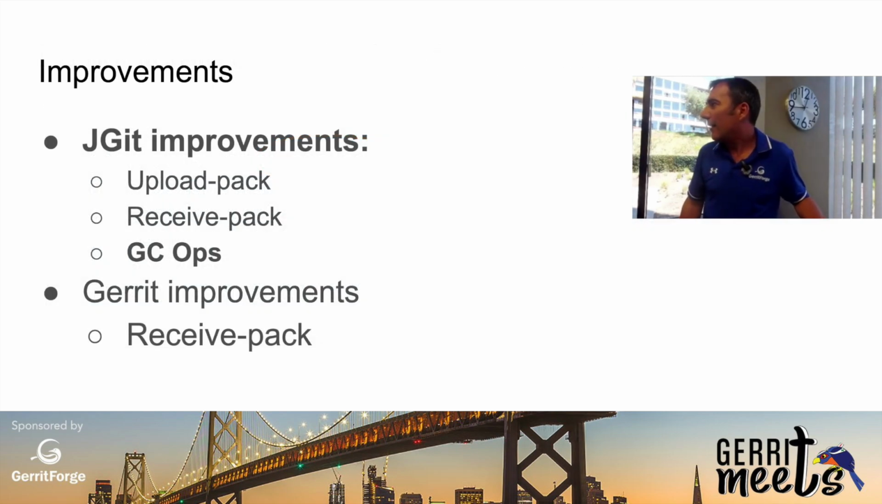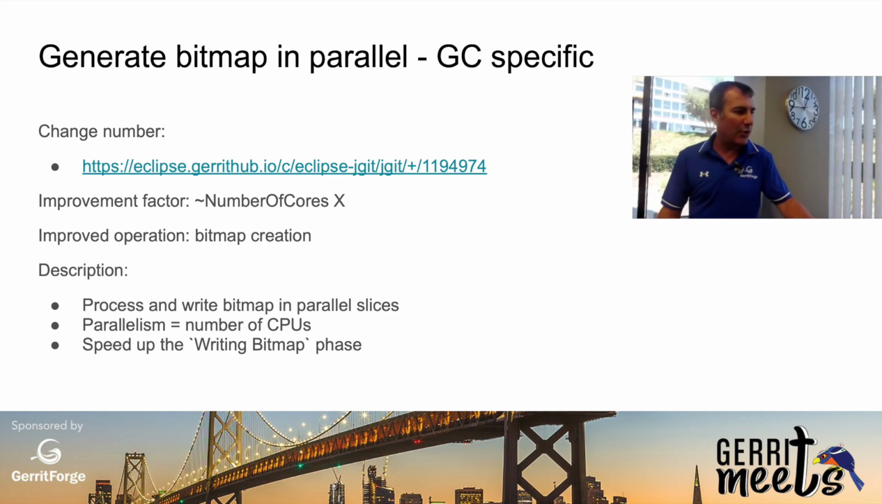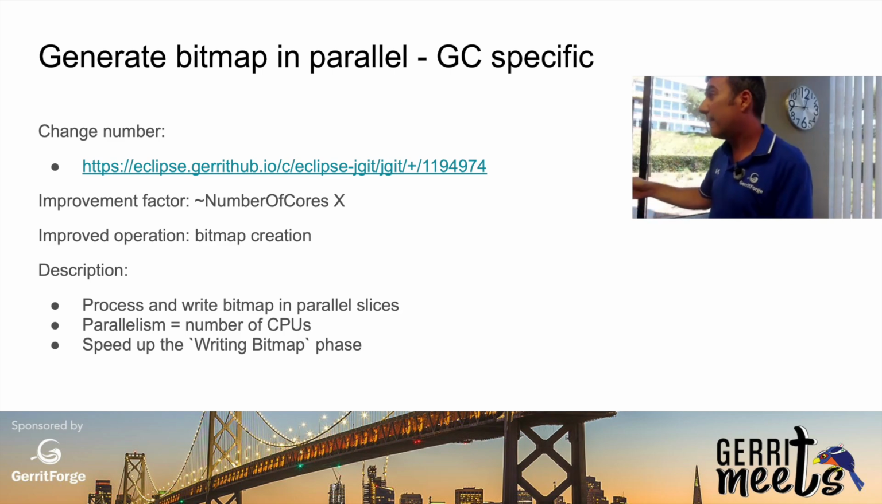Now, last chapter of the JGit improvement, GC operation. So generation of the bitmap in parallel, that's what these changes do. You might say, but bitmaps are already generated in parallel. True, but not true. As in, true in the sense that they are generated in memory in parallel, fair enough, but when you write them, they're not written in parallel. So what we're doing here is writing them in parallel, and so this change speeds up, in particular, the writing part of the bitmap.